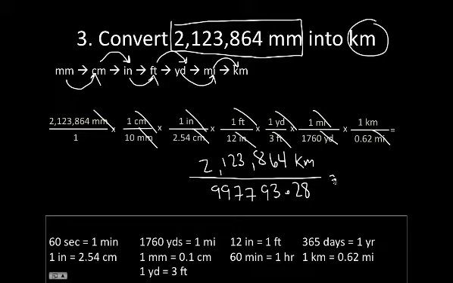997,793.28. When I take this, divide it into this, 997,793.28 divided into 2,123,864, I get 2.13. Bring my unit over, kilometers, to represent the final answer.